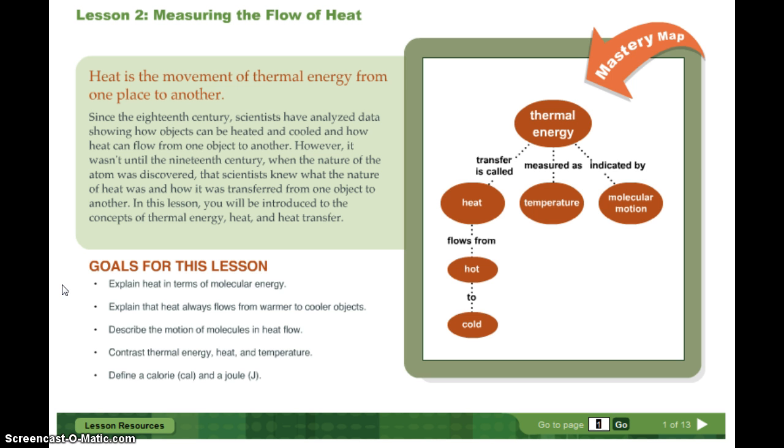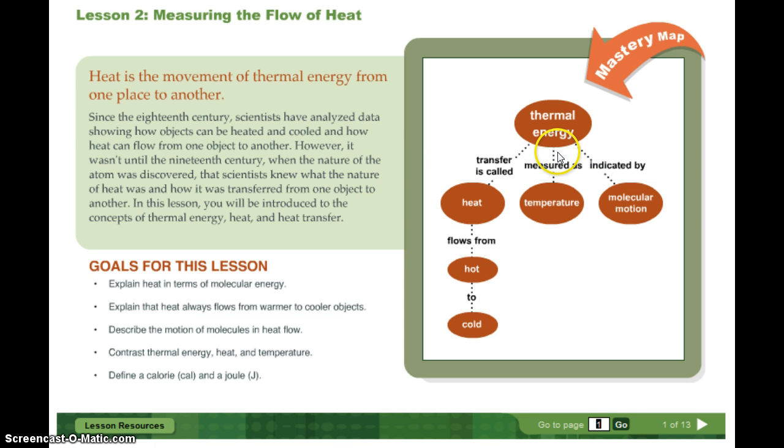Goals for the lesson: explain heat in terms of molecular energy, explain that heat always flows from warmer to cooler objects, describe the motion of molecules in heat flow, contrast thermal energy, heat, and temperature, define calorie, abbreviated lowercase cal, and joule, abbreviated capital J.